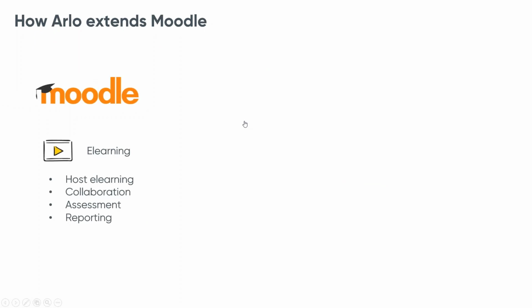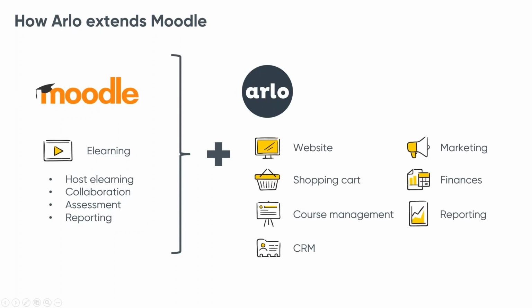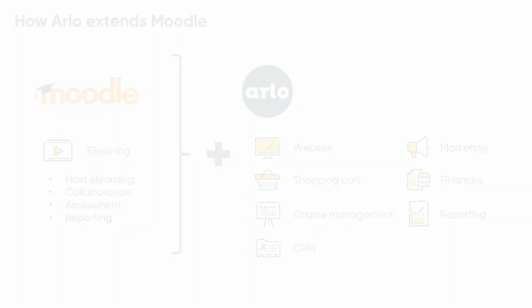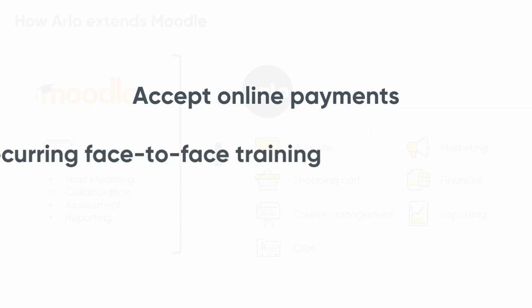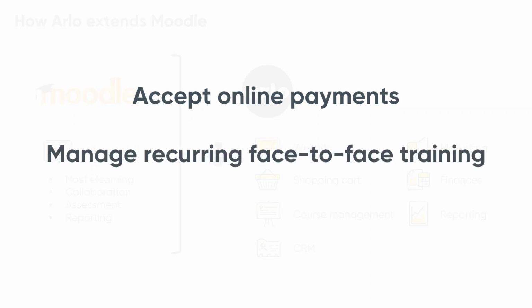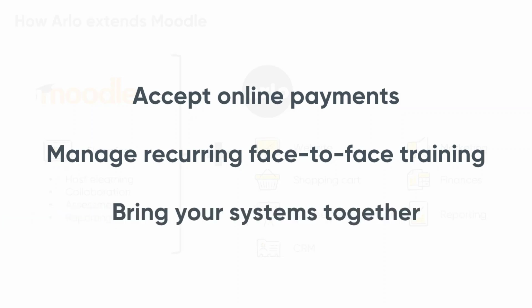So let's talk about what the solution is. You all know and love Moodle, hopefully, and know what it's good at and what it's not so good at. What Arlo does is add a layer of tools on that to really help the commercial side of your business. We're going to dig into each of these areas in just a second, but at a really high level, we're talking about being able to accept online payments, both for your Moodle courses and for your other training, for example, your instructor-led training. Arlo helps you manage your face-to-face training as well. And finally, it helps bring your systems together.